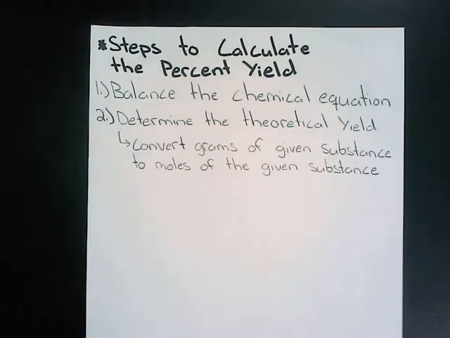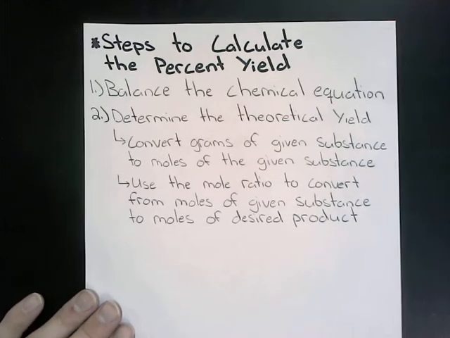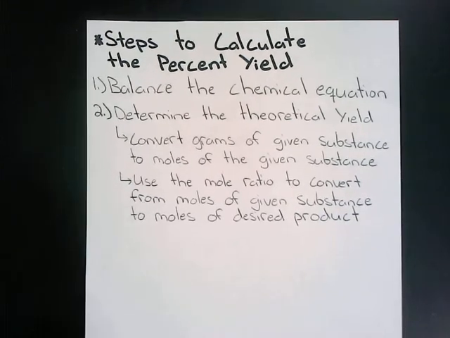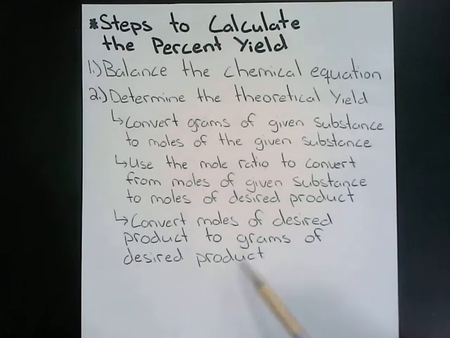The next process here is to use the mole ratio to convert from moles of our given substance to moles of our desired product. Now the last step embedded within step 2 is to convert the moles of the desired product to grams of desired product. Now once you convert to grams of your desired product, that is your theoretical yield.